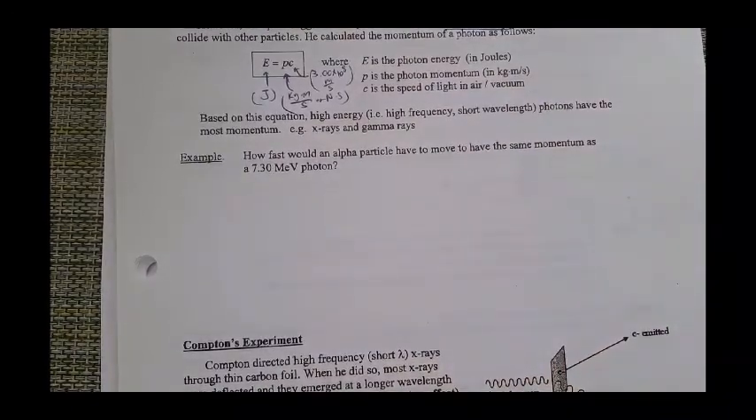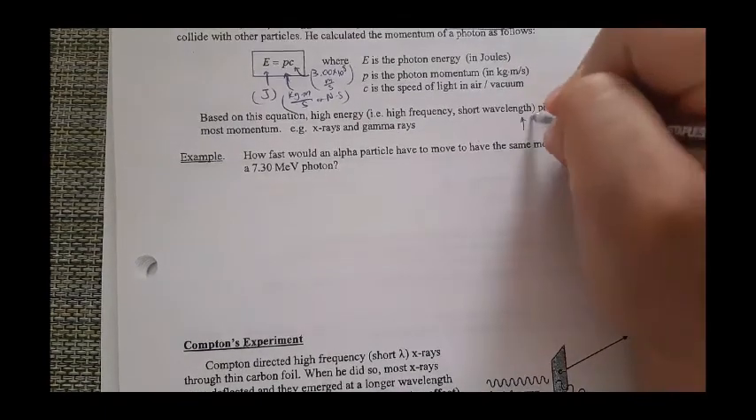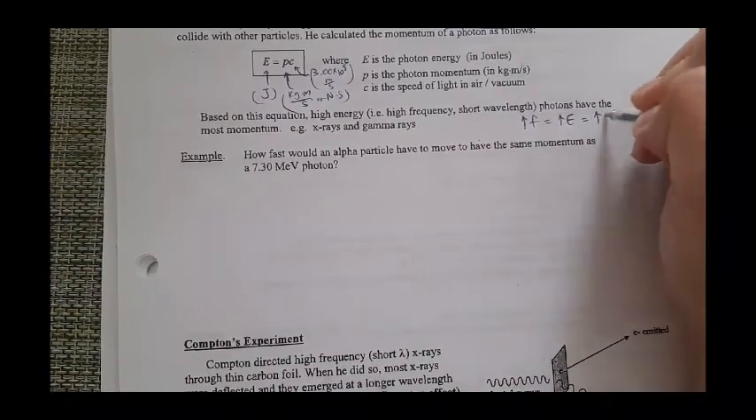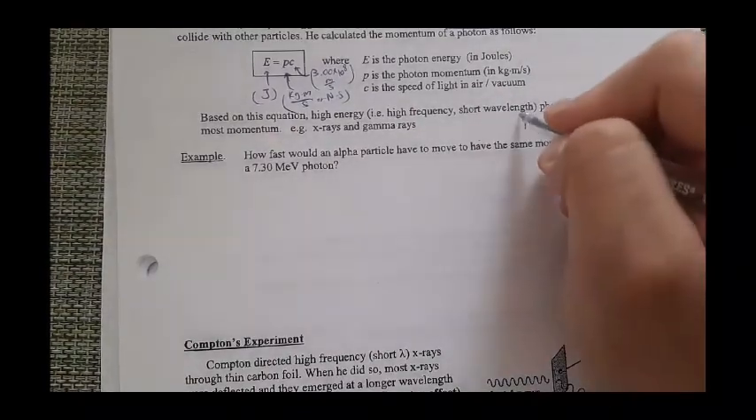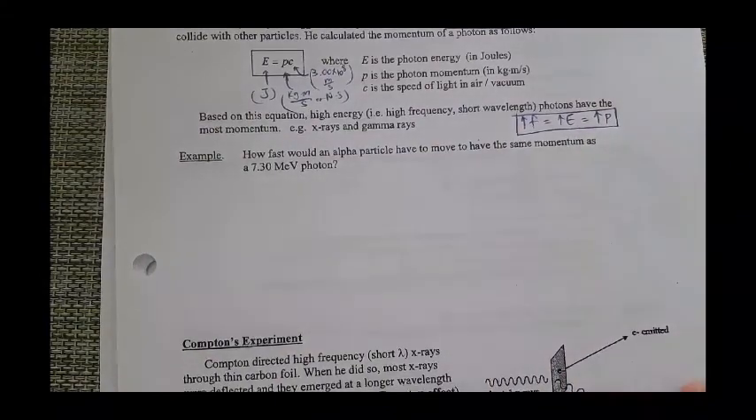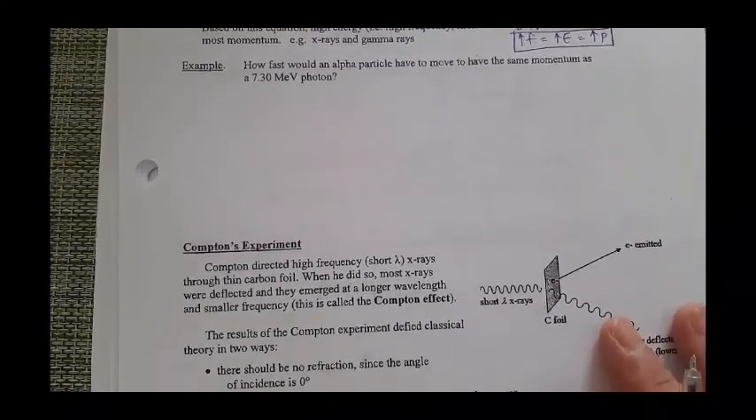And based on this equation, whatever EMR has high frequency has higher energy. So X-ray, gamma ray, those kinds of guys, or UV ray, those are the ones that have the most momentum. So high frequency will have high energy, which will be high momentum. That is one of the relationships that Compton suggested, and his experiment was on the right track.